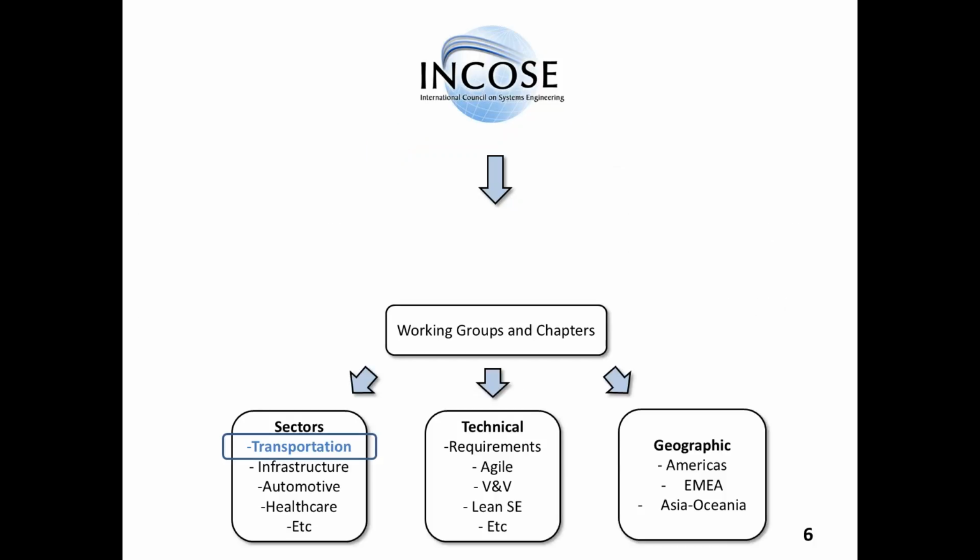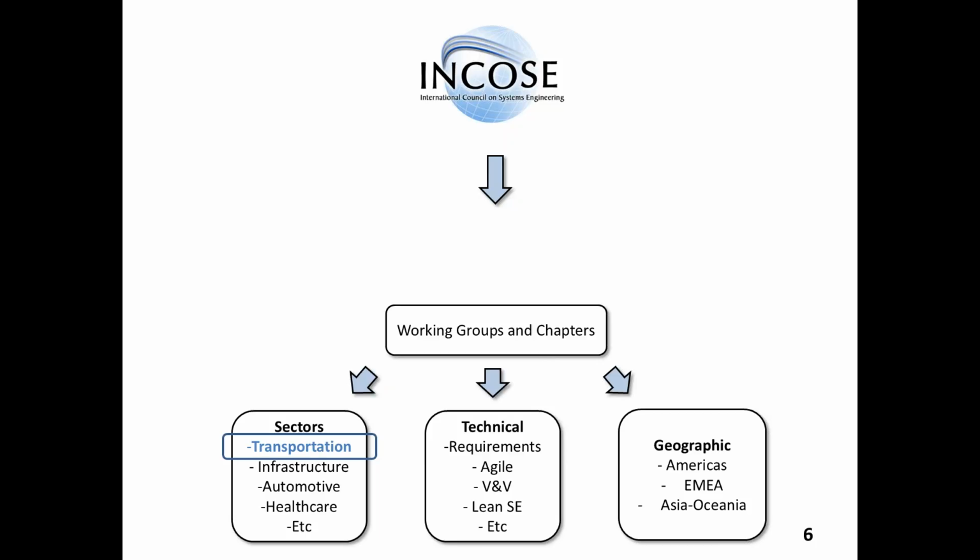Working groups are broken primarily into sectors, be those transport, infrastructure, automotive, or healthcare. There are also technical working groups, for example the requirements working group that we're co-hosting with this one today, and geographic ones. So there are three main regions: Americas, Europe/Middle East/Africa, and Asia-Oceania. Within those three sectors, there are local chapters, for example, the chapter for this state, I believe.